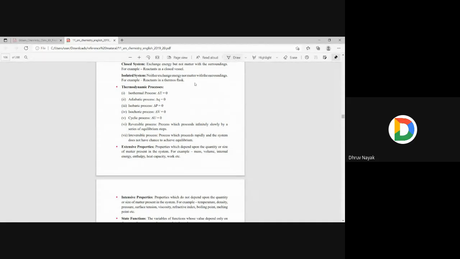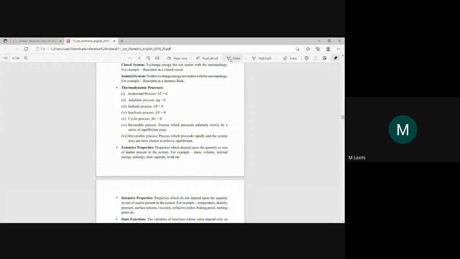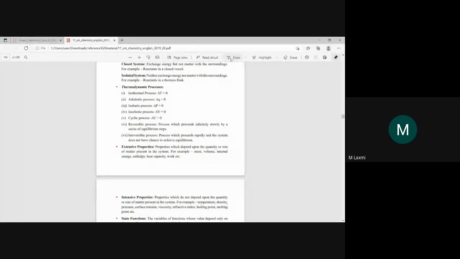Ma'am, why is delta U equal to 0 if delta T is 0? If change in temperature is 0, then, wait a minute. Temperature change will happen only when there is a change in kinetic energy. So therefore, you can say that if delta T is 0, then delta kinetic energy is 0.